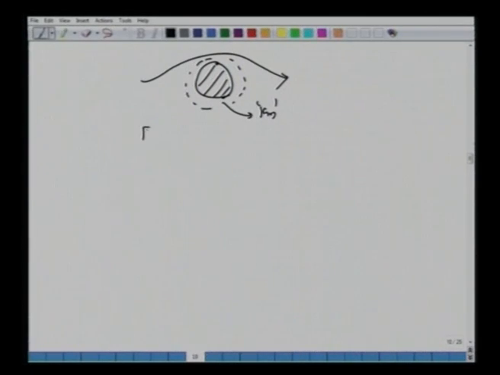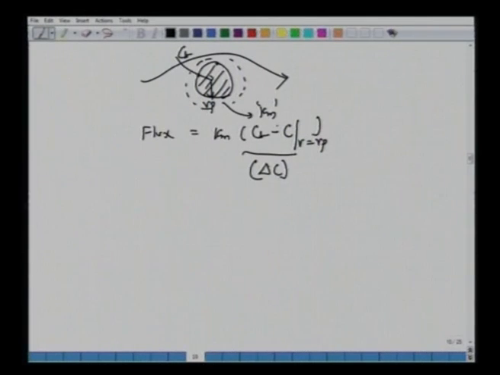So there is a flux towards this solid surface, which is nothing but Km into C bulk minus the concentration at the surface, C at R equal to Rp. So this is Rp. There is a delta C concentration drop across this because of this resistance. So that's the flux here.